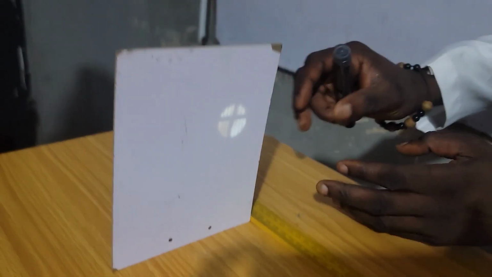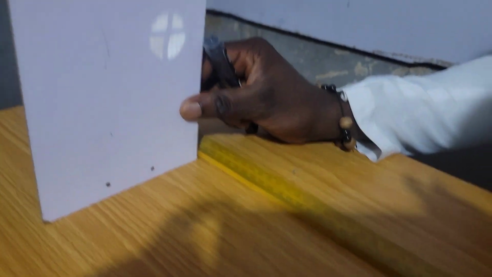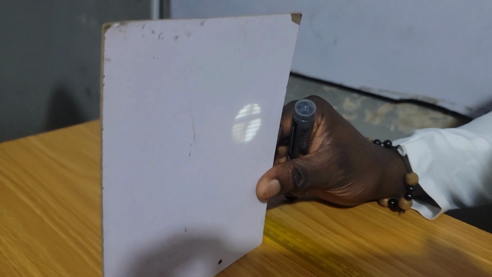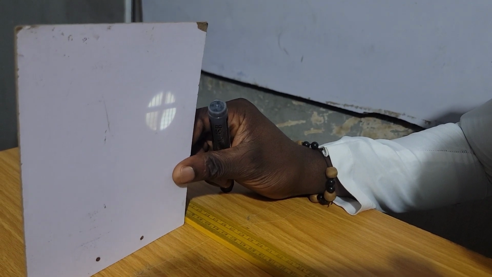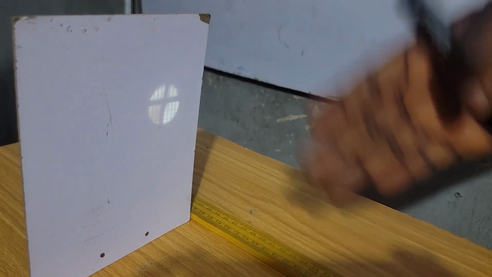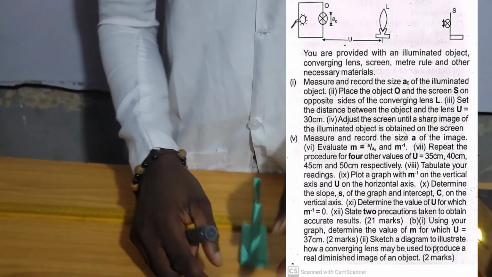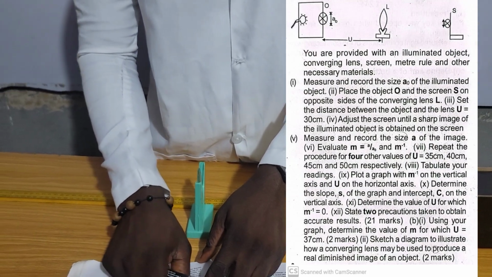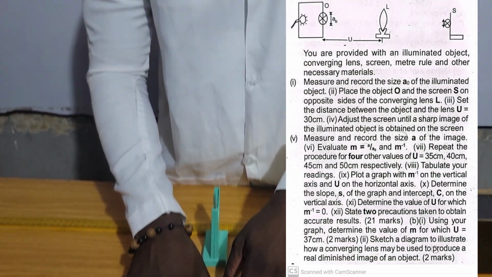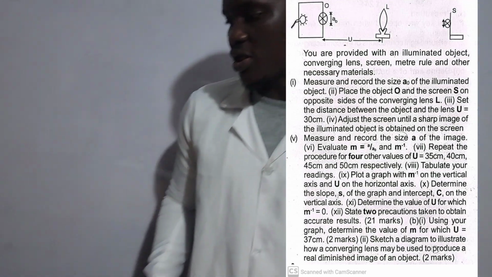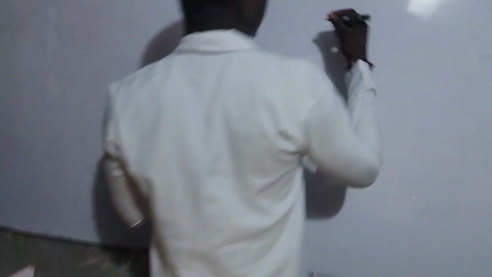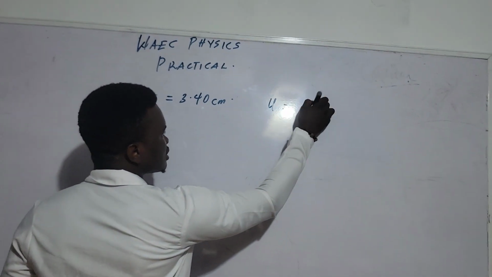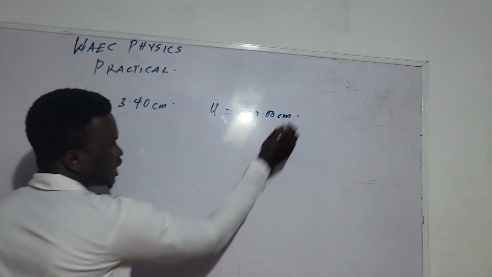So it's sharp now. The image is seen clearly now at that point. If you check, it said until a sharp image is seen, and we have seen that at a point on the screen. Measure and record the size A of the image. The same thing I did for the object, they said I should measure when U was 30.00 centimeter, and I've done that.